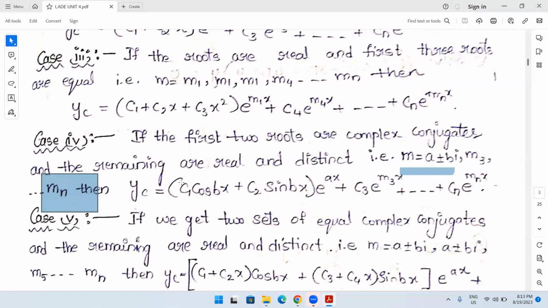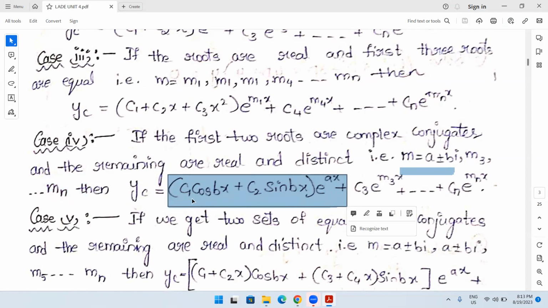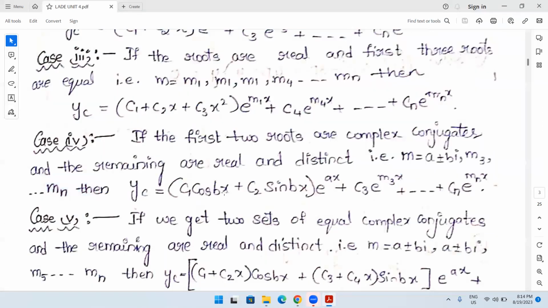So if the first two roots are complex conjugates, what do you write? For the first two arbitrary constants we write c1 cos bx plus c2 sin bx, into e power ax. If you observe, we make only three substitutions: b, b, a. B two times, a one time. A is the real part, b is the imaginary part. From the complex roots, we take the real part and write it in the exponential e power ax, and we take the imaginary part b and write it in cos bx, sin bx.